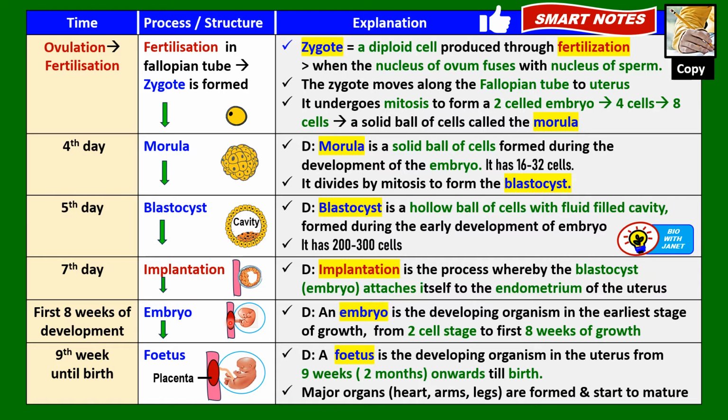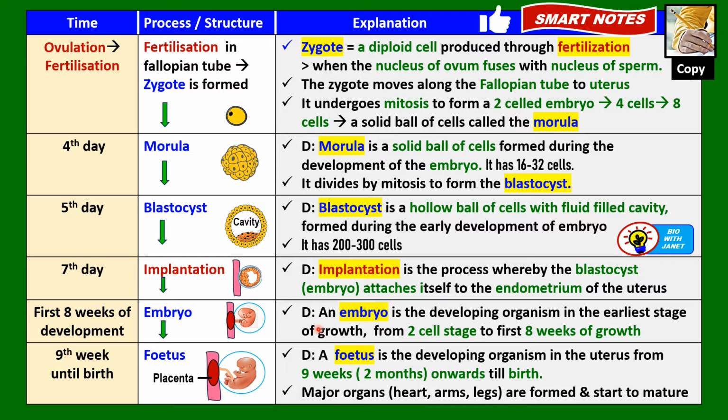So next, the embryo will continue to grow, and then it will attach itself there, and the placenta will be formed to supply the embryo with nutrients, oxygen, and to remove the waste substances from the embryo.